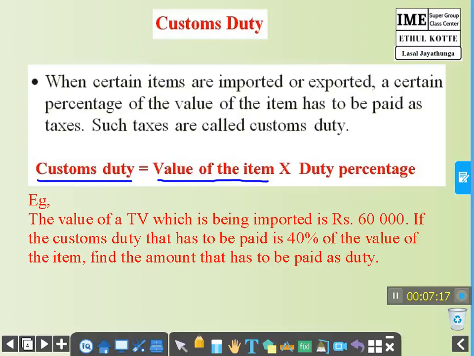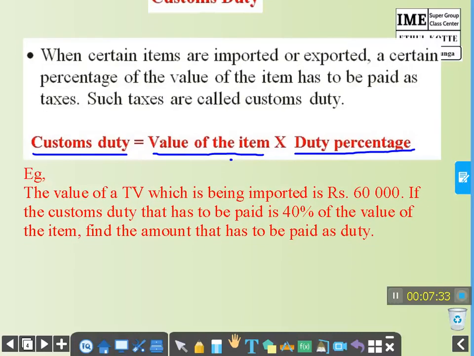Custom duty is the value of the item, either imported value or exported value, multiplied by the duty percentage. For different values, they have different tax percentages, duty percentages. Right? Okay, we'll practice this with an example.